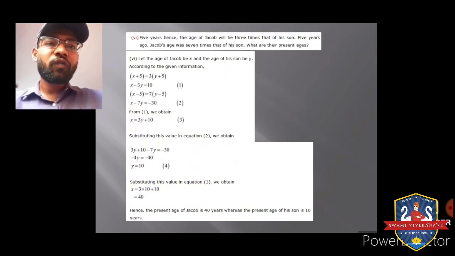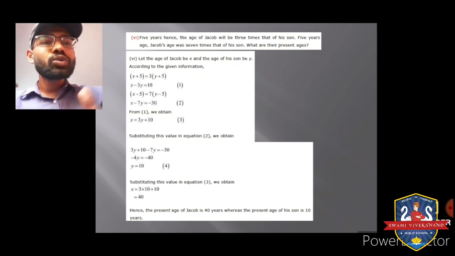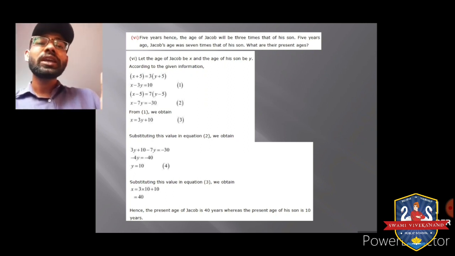The question is: 5 years hence the age of Jacob will be 3 times that of his son. First of all, hence means in the future. If you still find difficulty, the age will be, means to say, in the future.